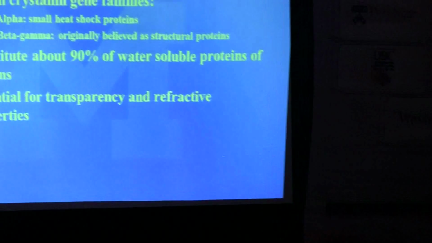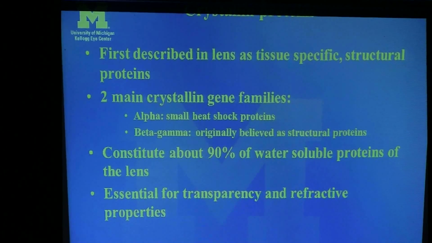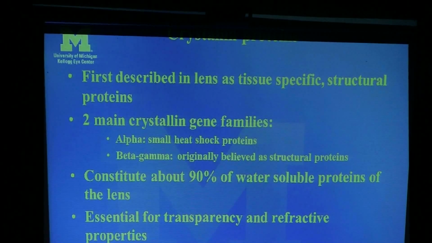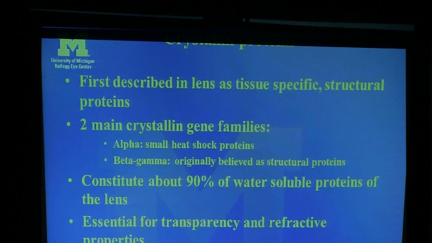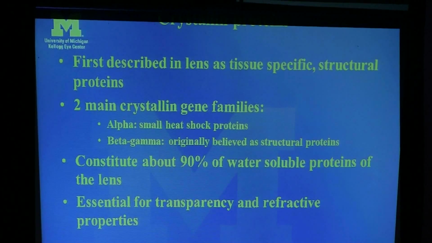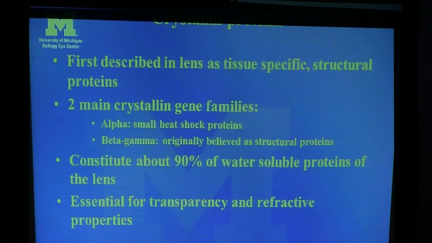There are two main crystallin gene families: the alpha, that are small heat shock proteins, and the beta-gamma, that were originally believed to be structural proteins, but now there's more and more evidence that they have different functions in different tissues. Like I said, they were first discovered in the lens, and for good reason. They represent 90% of the water soluble proteins in that tissue.